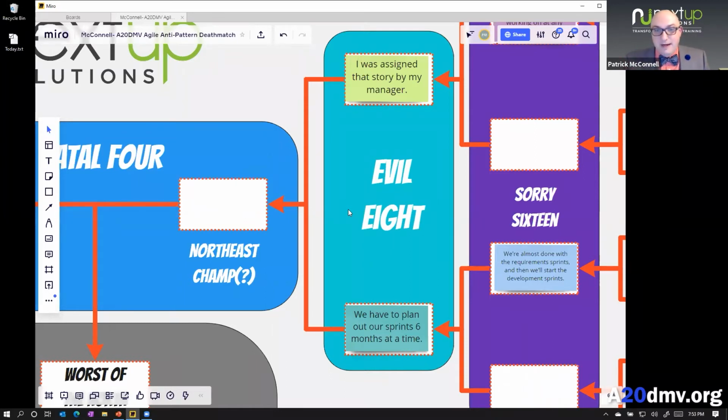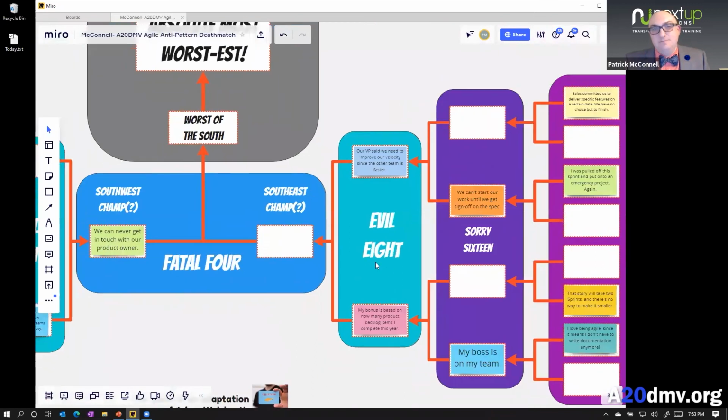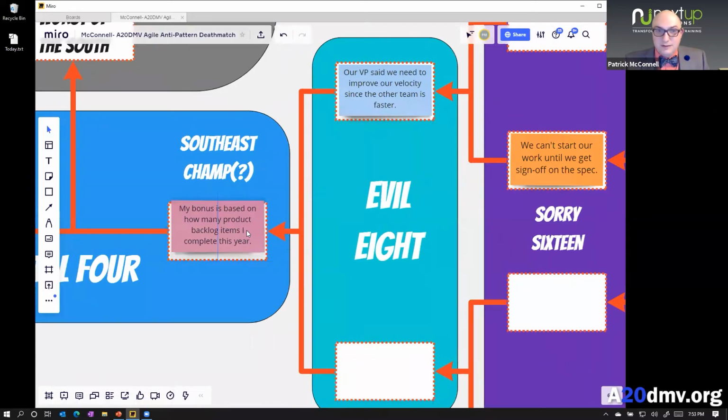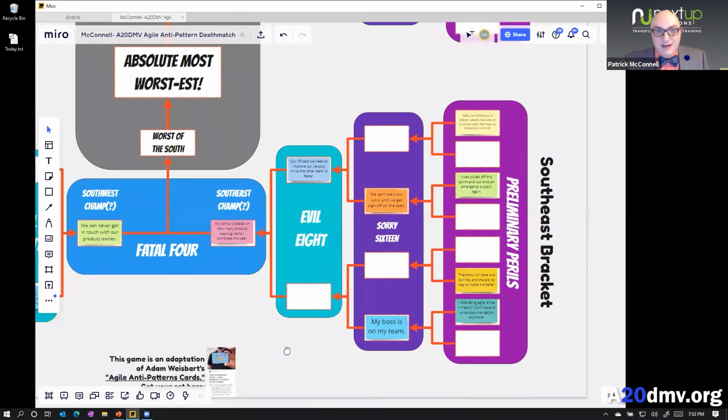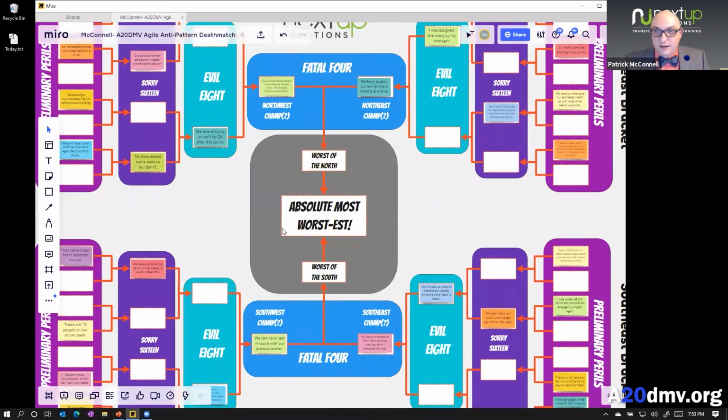All right, I think the bottom one is taking this one. All right, one more semifinalist to figure out here. We've got our vice president said we need to improve our velocity since the other team is faster, or my bonus is based on how many product backlog items I complete this year. Oh, I think we've got pretty clear agreement that the bottom one is the worst of these. That brings us down from the evil 8 to our fatal 4. Well done. We've got our fatal 4 here.